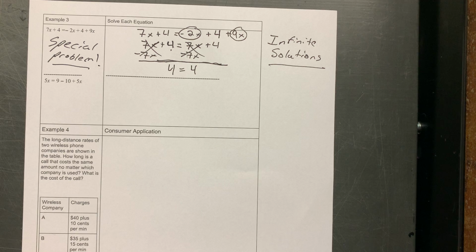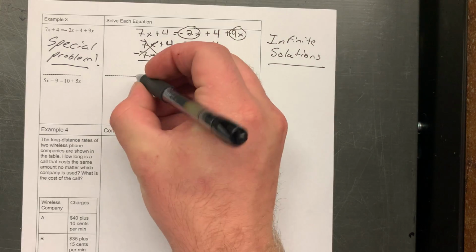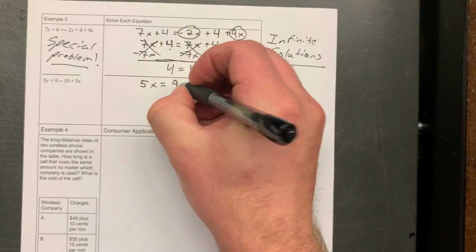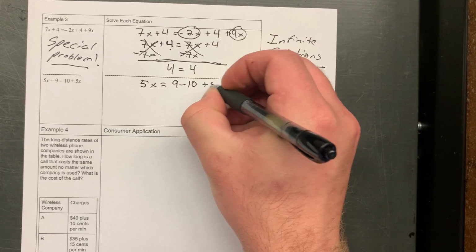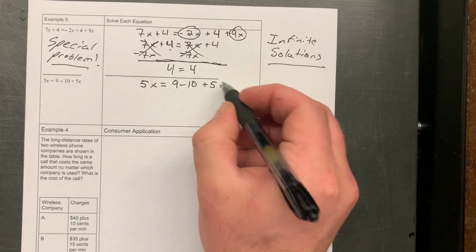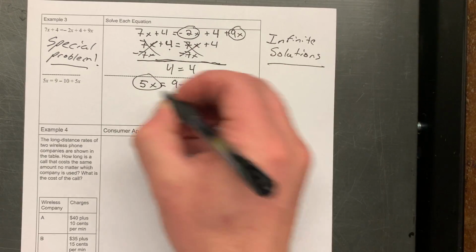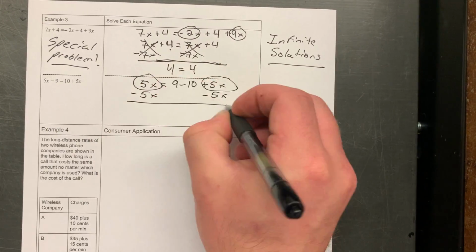Okay? Now, if we look down below, I have another special problem here. This one's a little bit different though. Let's try it. I have 5x equals 9 minus 10 plus 5x. I see like terms. I want to combine like terms. Let's try that. I'm going to take away 5x from this side, take away from this side.